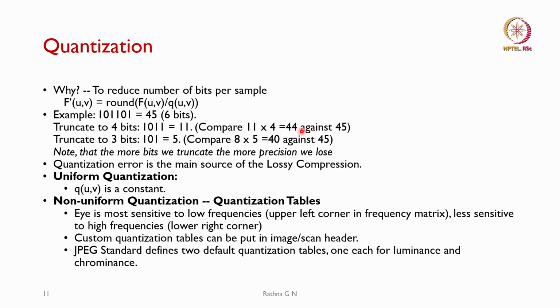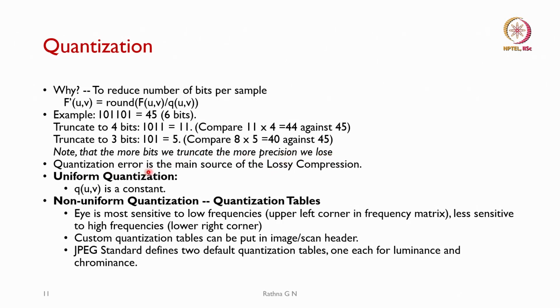Same way, truncate to 3 bits, that is 101. Then the result value I will get is 5. Then I have to multiply 8 into 5, which is 40 against 45. Whether I can take this loss into account is what we will look at, that is, how much quantization it can tolerate. The more bits we truncate, the more precision we lose. So, it depends on how much precision you want.